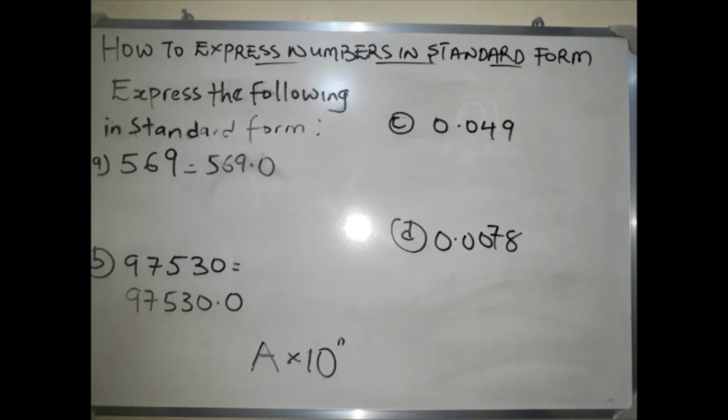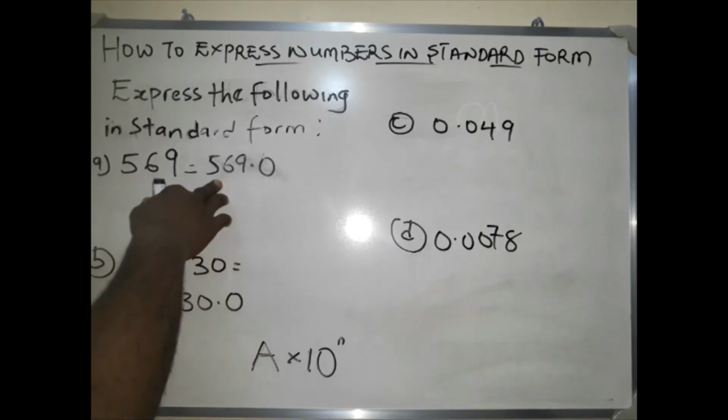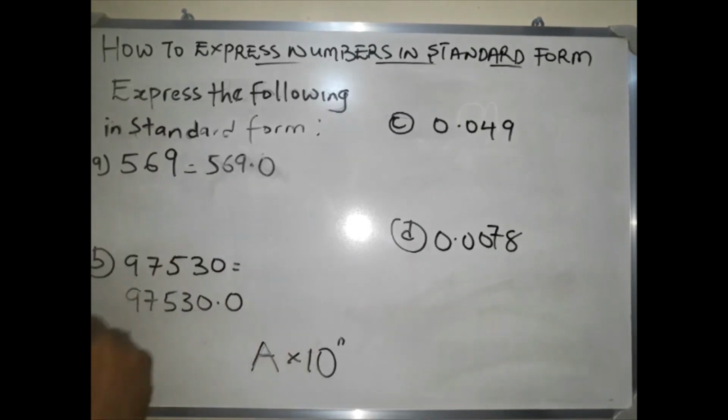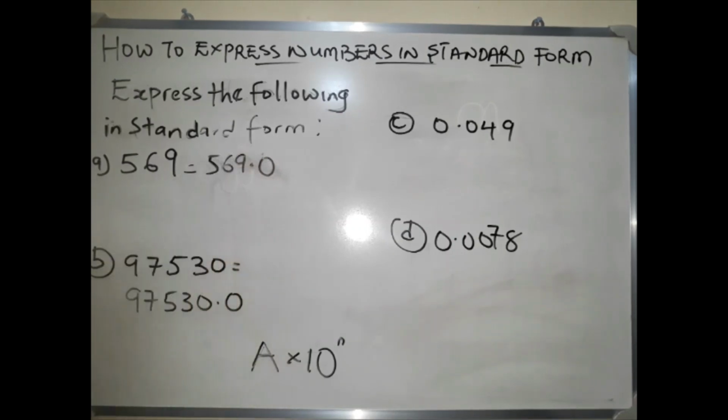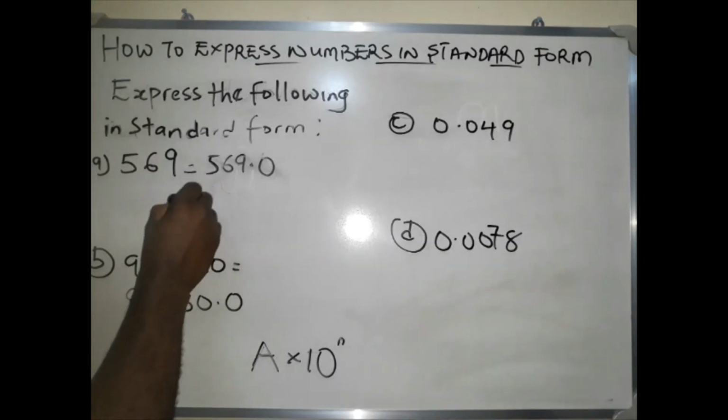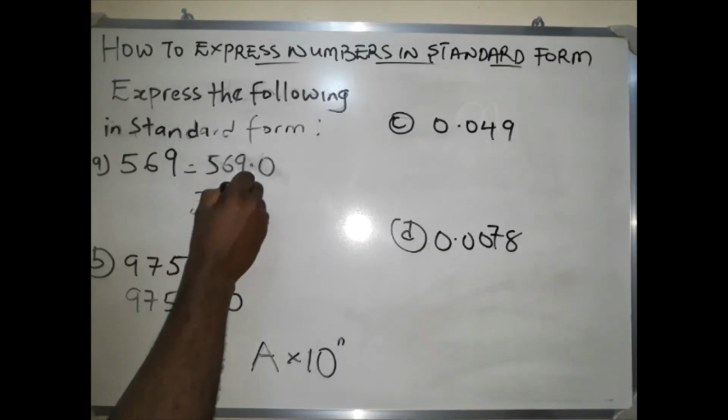What we're going to do is move the decimal point a number of places so that we can get a number that is between 1 and 10. Okay, so now from this point, we're going to move the decimal point to the left so that its value will decrease and we'll now get it to be between 1 and 10. So now from here, I take the decimal point, move it here, and move it here. And when I move it there, I get 5.69.